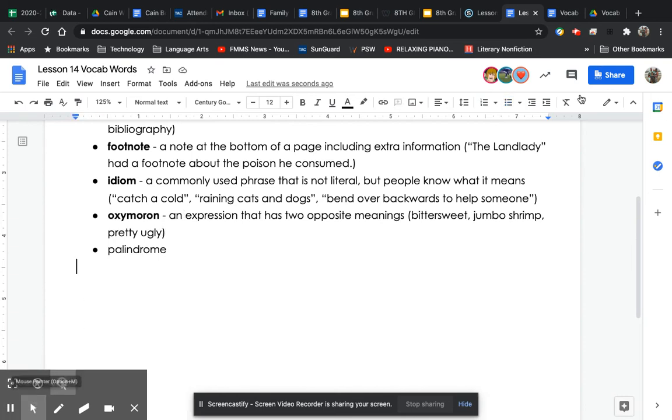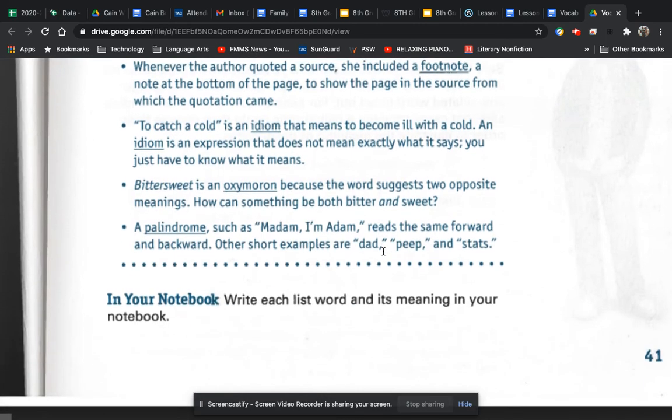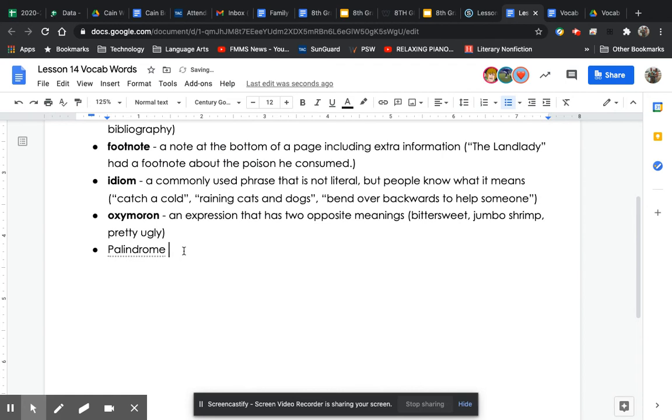All right, the last one is palindrome. It says a palindrome, such as Madame, I am Adam, reads the same forward and backwards. So you can split it in half and it has the same letters this way and that way. Other examples are dad. So if you split it, it's D-A-D, but then backwards is D-A-D. Peep, P-E-E-P, and stats, S-T-A-T-S. So it's like the exact thing on both sides. So a palindrome is a phrase or a word that is the same forwards and backwards.